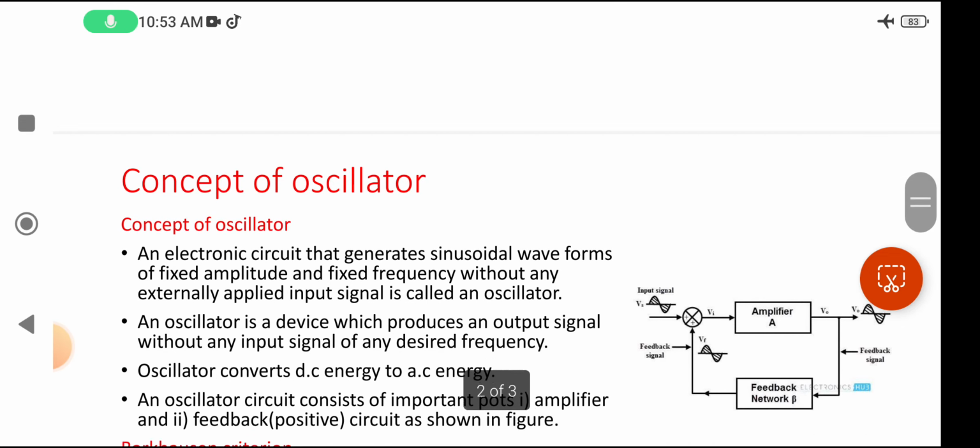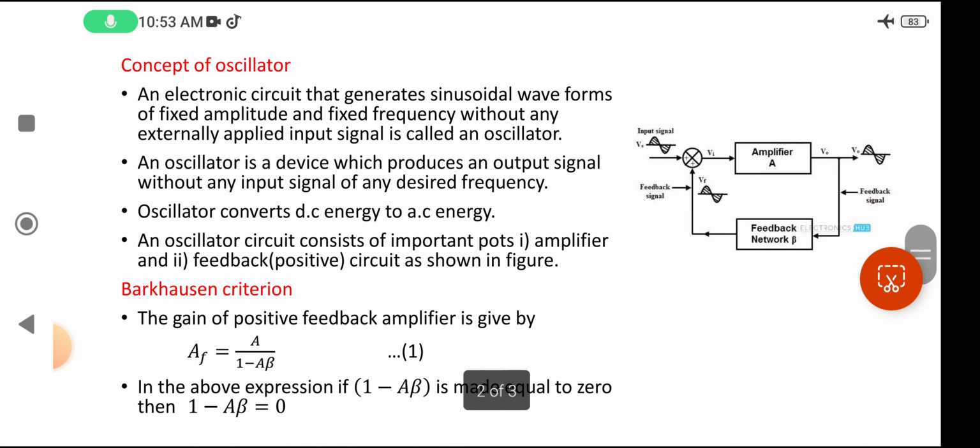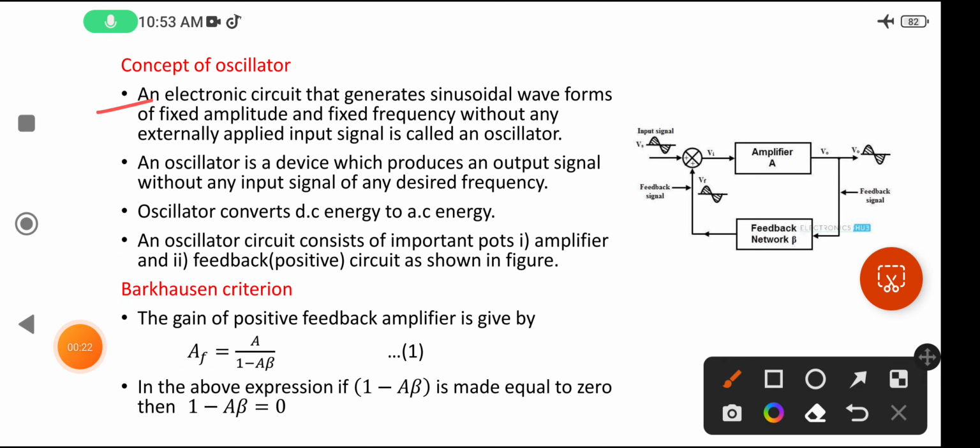Today's topic is the concept of oscillator and also the Barkhausen condition. So first, what is the concept of oscillator? An oscillator is an electronic circuit that generates sinusoidal waveforms of fixed amplitude and fixed frequency without any external applied input signal.